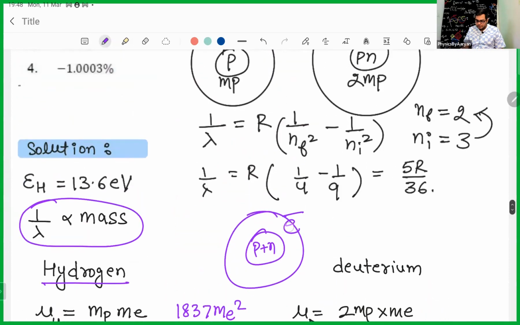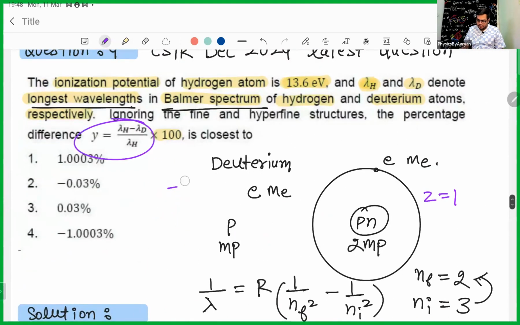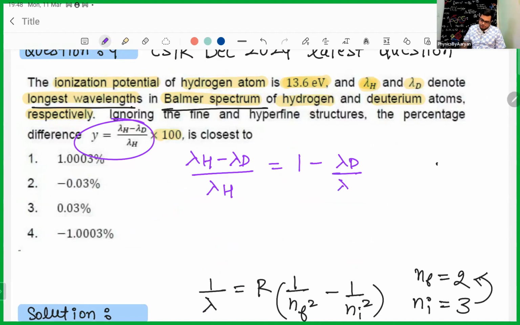All I have to find basically is this thing. How can I find this thing in a minimum simplest way? So I have to find lambda h minus lambda d divided by lambda h. The easiest way to do this question is divide this lambda h with both sides. So you will get 1 minus lambda d by lambda h, and then you have to multiply by this 100.